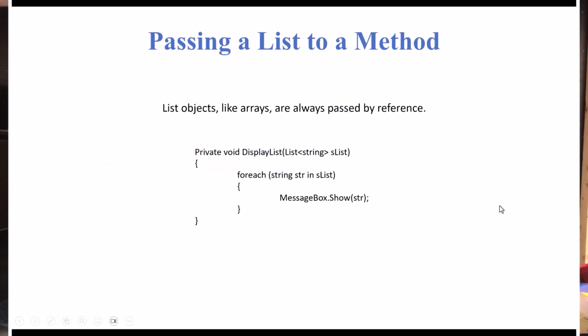We can also pass a list to a method. No different than an array. Like arrays, list objects are passed by reference. It's getting the list, it's expecting a list of string, and it's going to be called slist as we get it. So we get that guy, and then we just take it and loop through it in this foreach loop and put everything in a message box, just to basically show you how that's actually used.